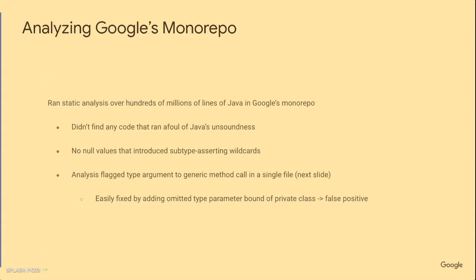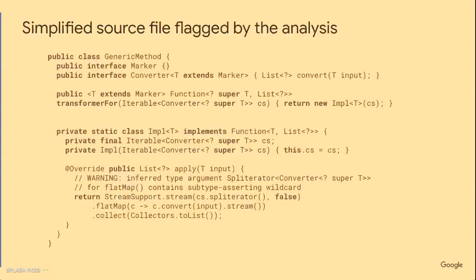So that's a lot of lines of code of Java, several hundred million lines of code. And we didn't actually find any code that ran afoul of Java's unsoundness. There were no null values in the code base that introduced subtype asserting wildcards. The analysis did flag a single file with a type argument that had a subtype asserting wildcard in it in a generic method call. So it's very easy to fix. I'm going to show this in the next slide. But that is the one false positive that we found.